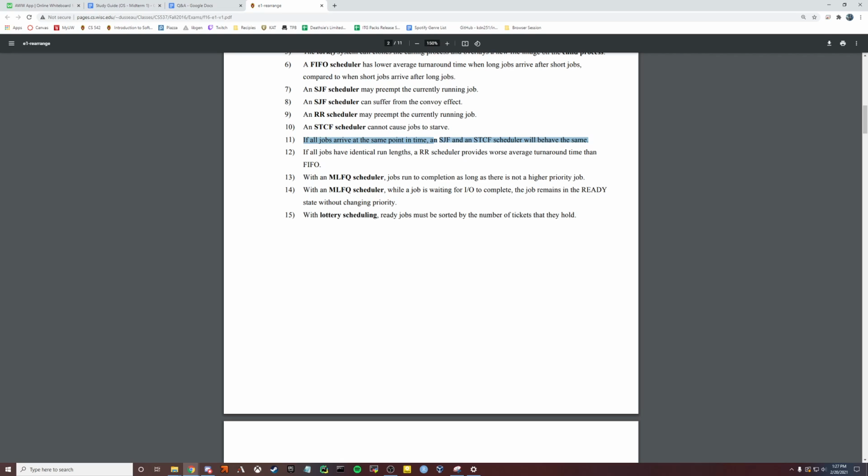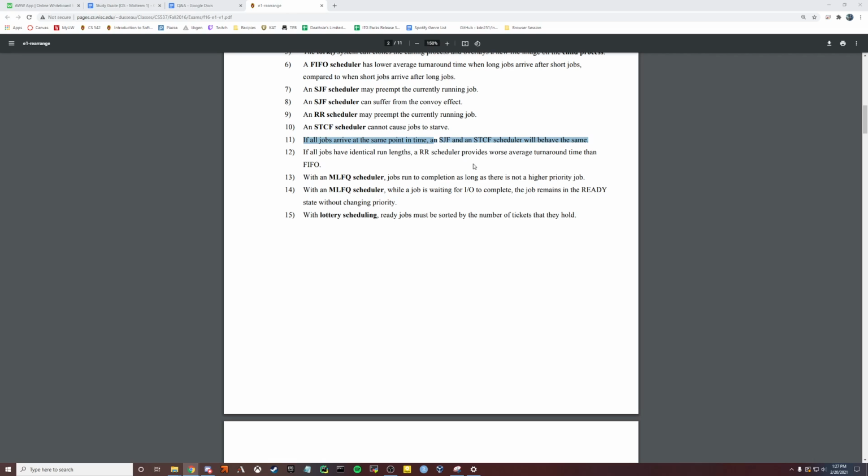Yeah, the situation where they behave differently is that shortest time to completion first is preemptive. I found it on the slides. So if in some different scenario a really short job showed up, it would preempt the current job to do this really quick job. Since they all arrive at the same time, it shouldn't matter. Okay. Yeah. So I think 11's true.